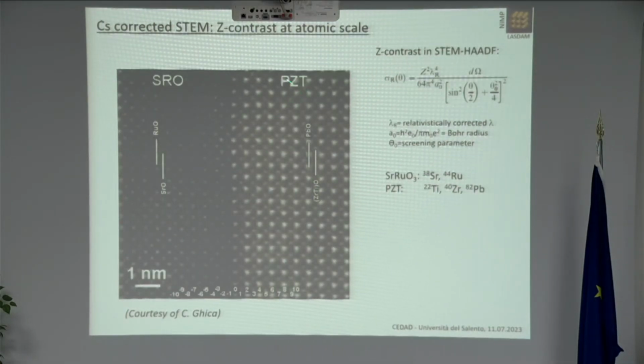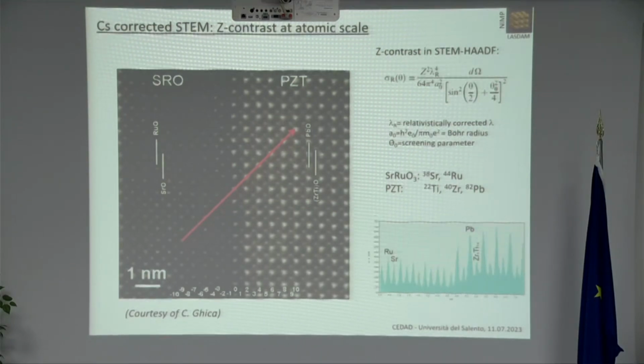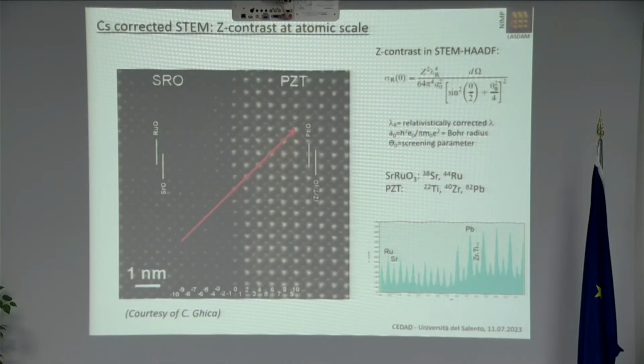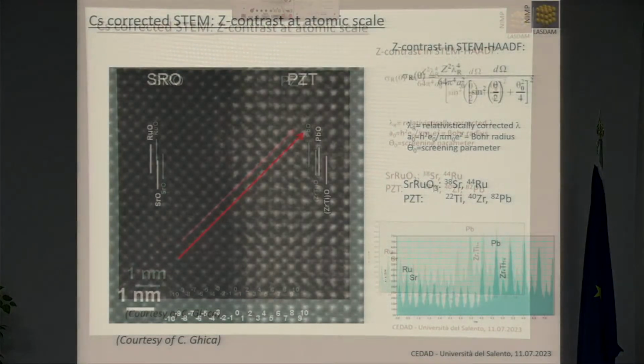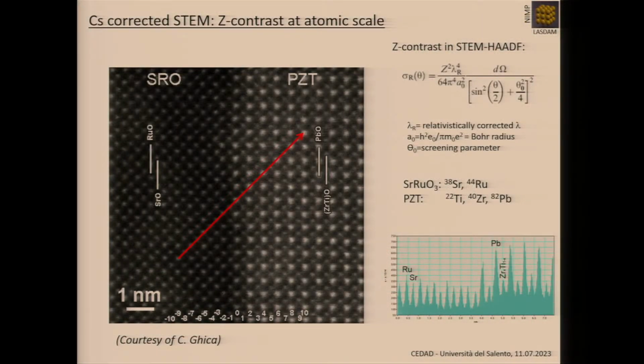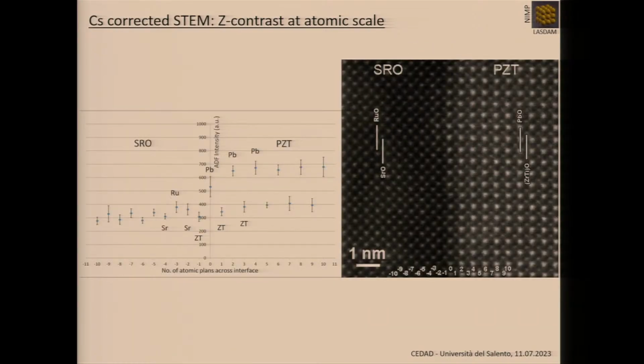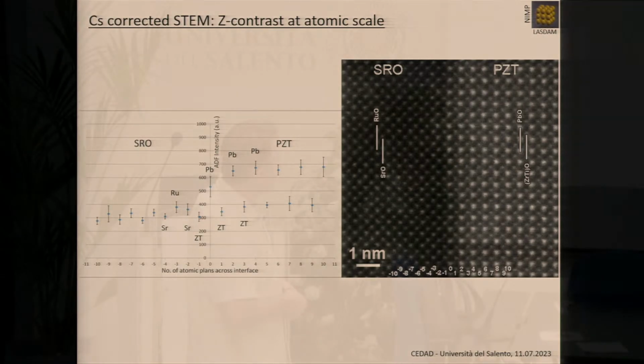Here we are at the interface between PZT and strontium ruthenate. And as I told you, we can benefit from the Z dependence of the scattering cross-section, to determine the nature of the atomic planes which are in contact at the interface, which is the atomic plane at the end of the strontium ruthenate and which is the atomic plane at the beginning of the PZT layer. Only by looking at the line profile associated to this Z-square variation. By analyzing this contrast, you can come to the conclusion that the strontium ruthenate layer ends with the strontium oxygen layer, while the PZT layer starts with the zirconium titanium oxygen layer.